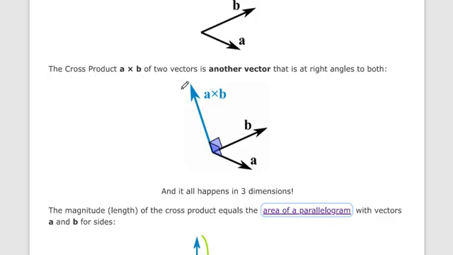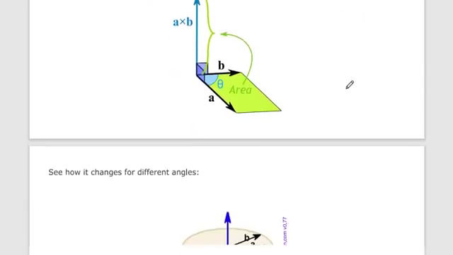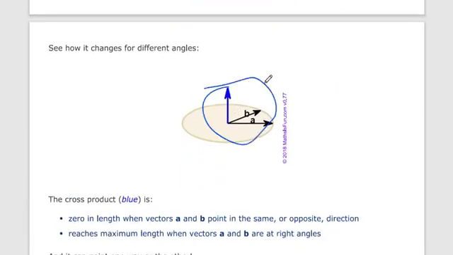And what is the direction of the A cross B vector? The cross product A cross B of two vectors is another vector that is at a right angle to both of these vectors. Not only one, it is at a right angle to both. Let's say in different dimensions, if the two vectors are in 2D, then the cross product gives an answer in another plane, let's say in 3D, because it has to be at a right angle to both.